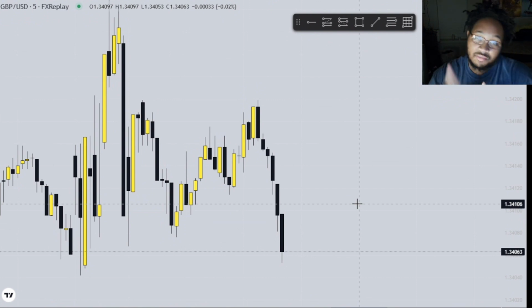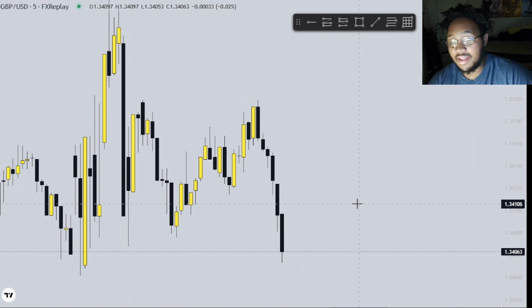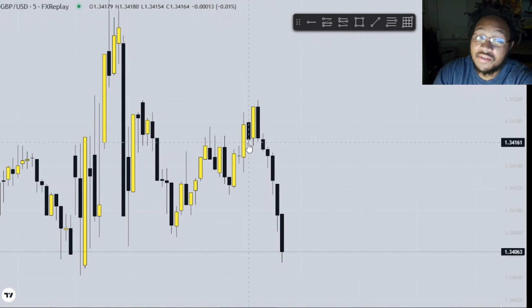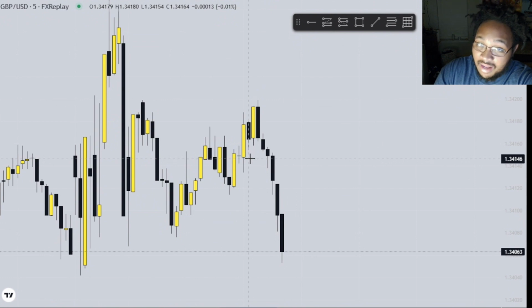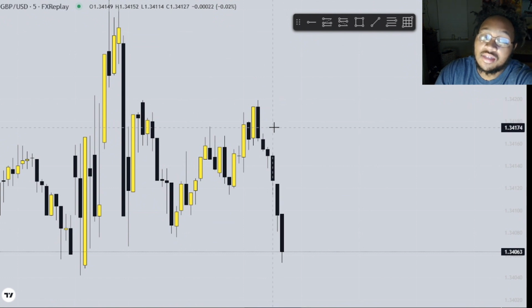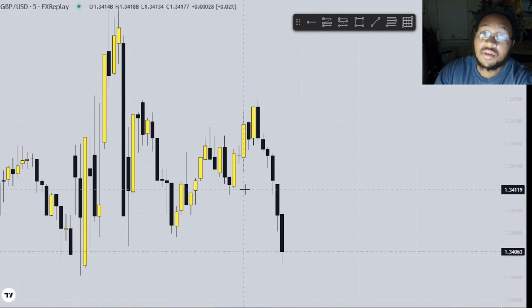So I taught y'all the bullish and bearish terms, what they mean. This is recap. Bullish means up. Bearish means down. The candles, a bullish candle opens at the bottom, closes at the top. A bearish candle opens at the top, closes at the bottom. The wicks just represent where price went and failed to stay.